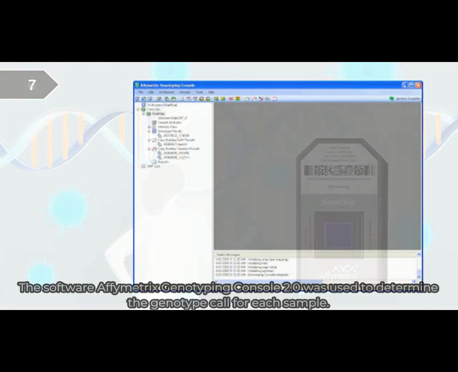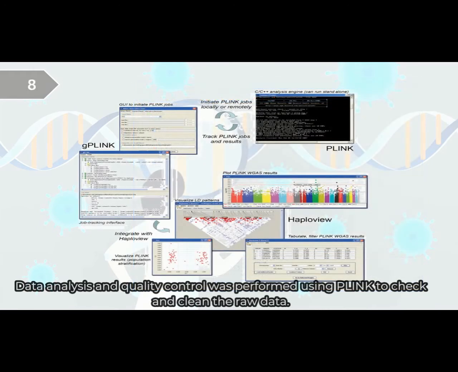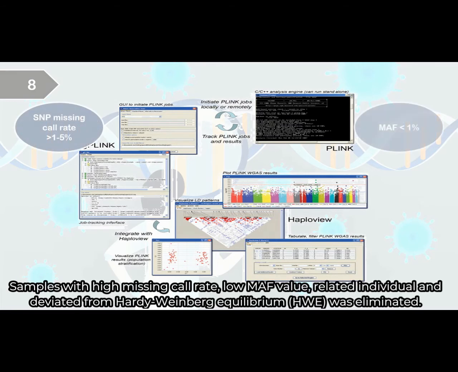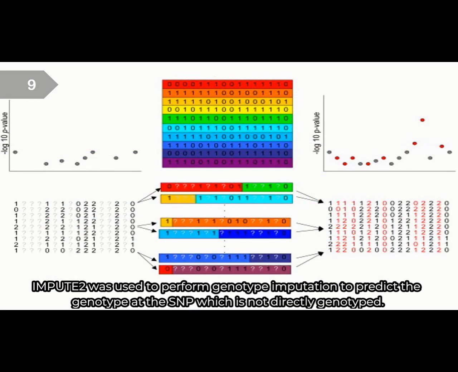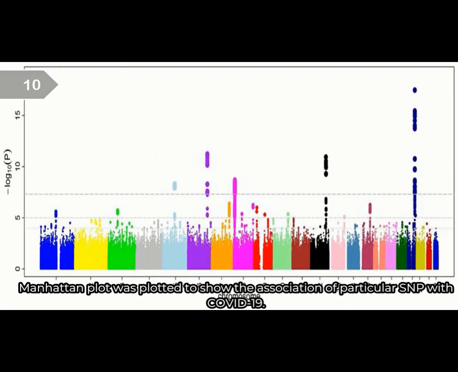The software Affymetrix Genotyping Console 2.0 was used to determine the genotype call for each sample. Data analysis and quality control were performed using PLINK to check and clean the raw data. Samples with a high missing call rate, low MAF value, related individuals, and those deviating from Hardy-Weinberg equilibrium were eliminated. IMPUTE2 was used to perform genotype imputation to predict the genotype at SNPs which were not directly genotyped. A Manhattan plot was plotted to show the association of particular SNPs with COVID-19.